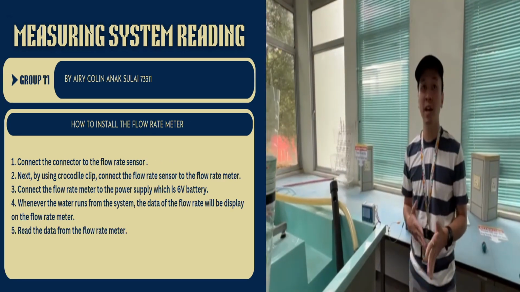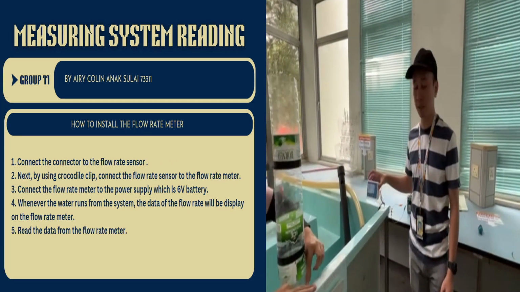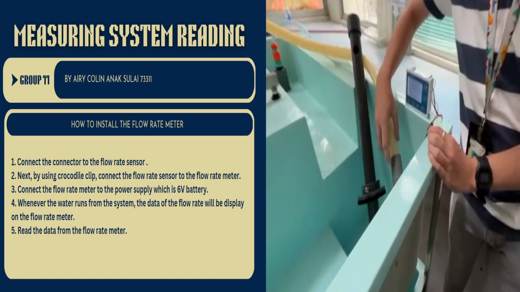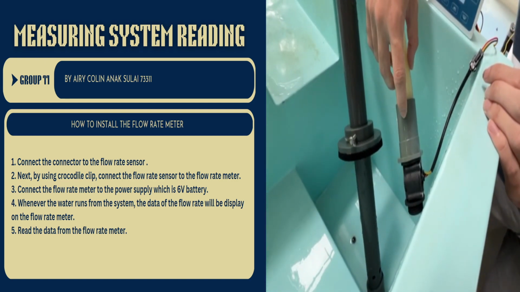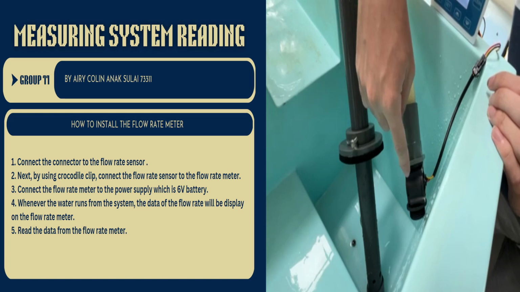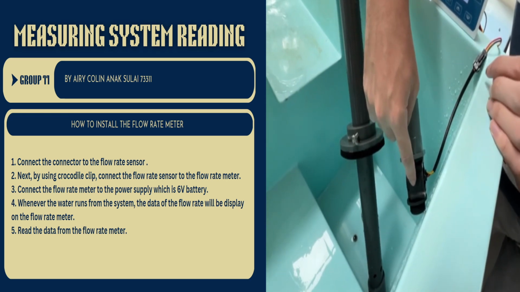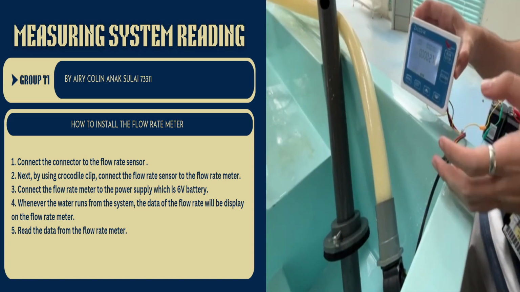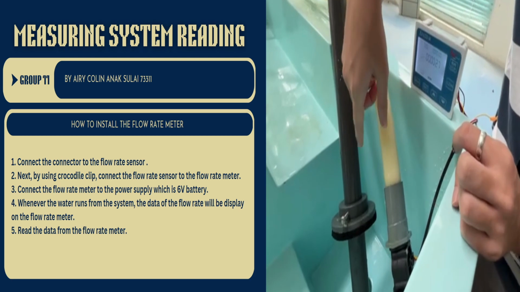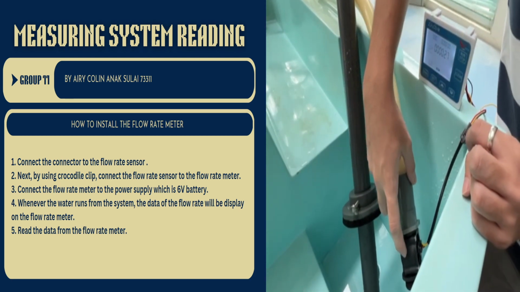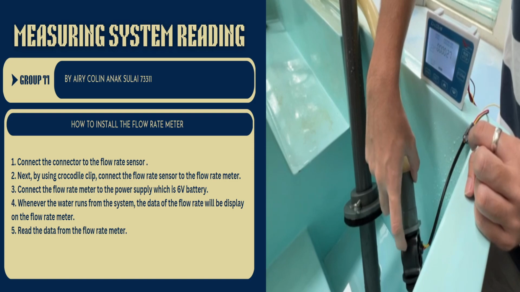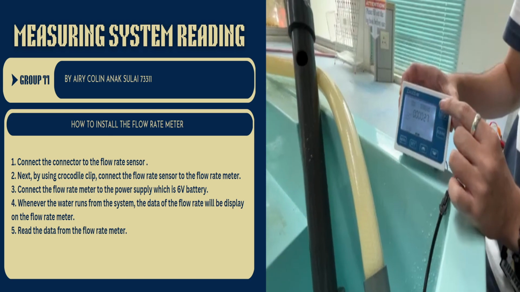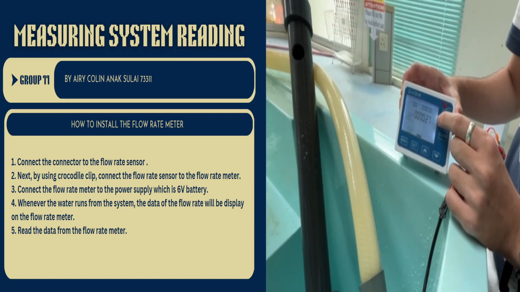So next, I'm going to explain how to install the flow rate meter. Here we have the connector, this one, which is connected to the flow rate sensor, and after that it is connected to the flow rate meter. Whenever the water runs from the system, the sensor here will detect the flow rate of the system, and the data of the final result will display on the flow rate meter here, the device.